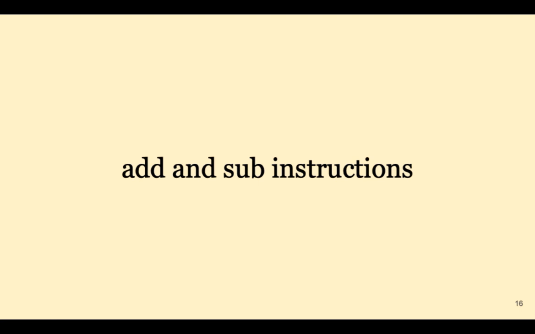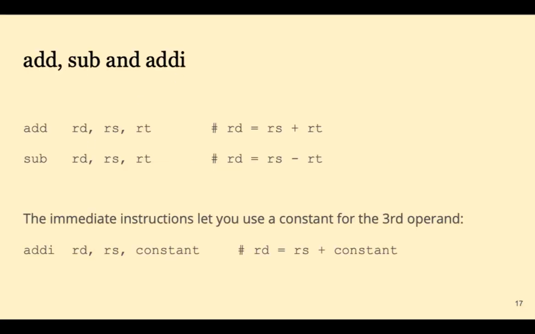Next, we're going to talk about add and sub instructions. These are integer instructions. All MIPS arithmetic and logic instructions have the same format. We have the opcode, add, sub, and so forth, and we have our 3 operands, the destination register first and our source registers second. Notice the comments specify the operation.